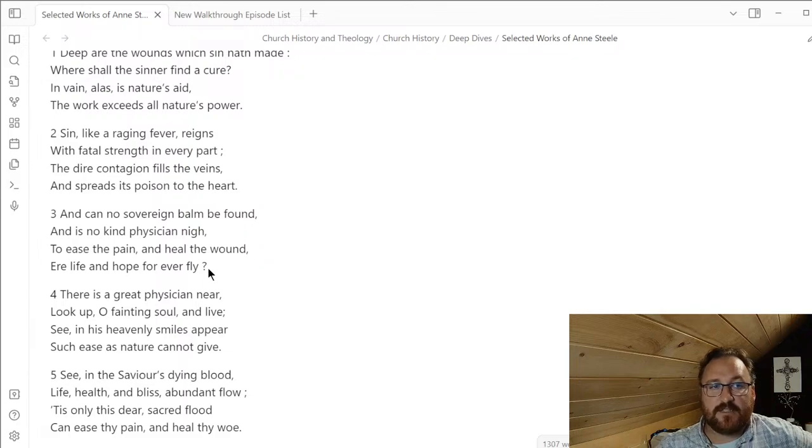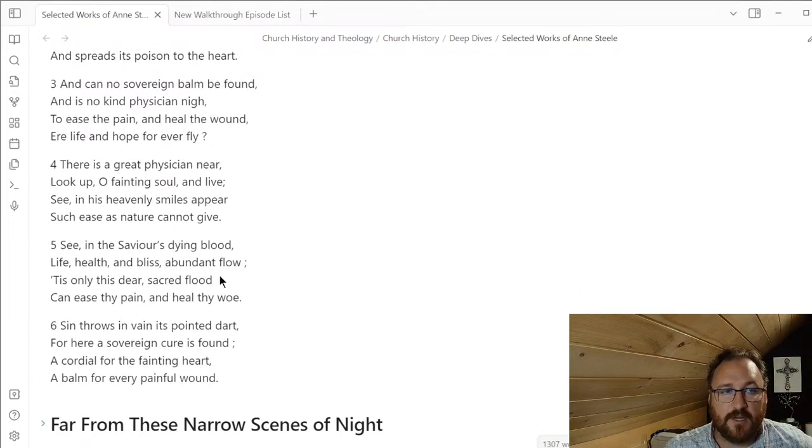And so she asks hypothetically, or really rhetorically, can no sovereign balm be found? Is no kind physician nigh to ease the pain and heal the wound ere life and hope forever fly? It's going to kill me. It's going to take me out. It will interrupt any hope that I have. But here it sits, an opening and festering wound, a pain that cannot be assuaged with anything. What shall fix it?